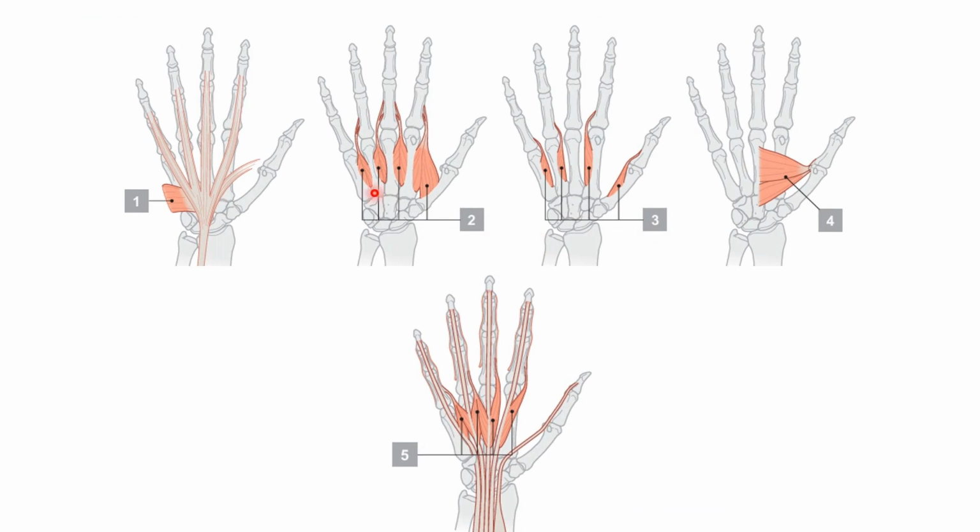Okay, you can see this is dorsal interosseous and this is palmar interosseous. Dorsal interosseous originate from metacarpals and insert to extensor expansion. Palmar interosseous originate from metacarpals and insert to extensor expansion. Palmar interosseous action is adduction and dorsal interosseous action is abduction of fingers.